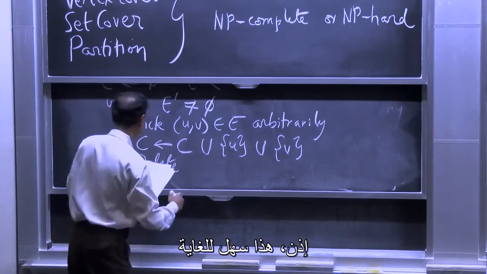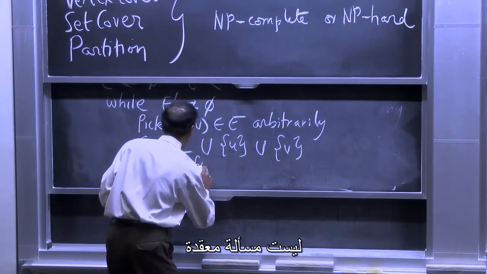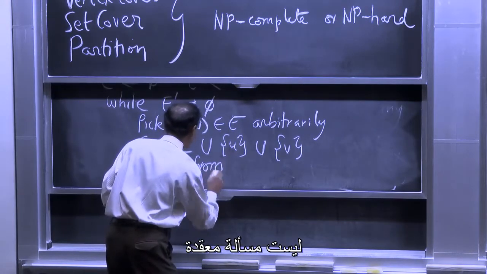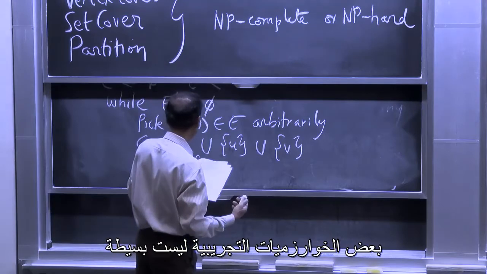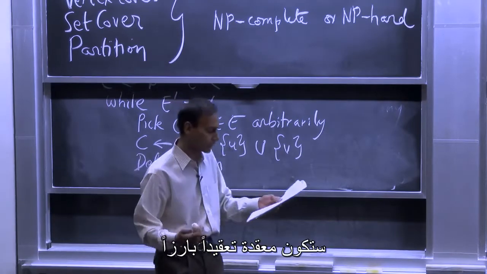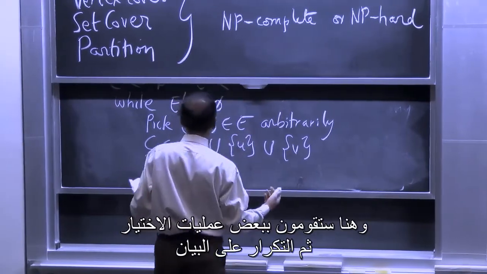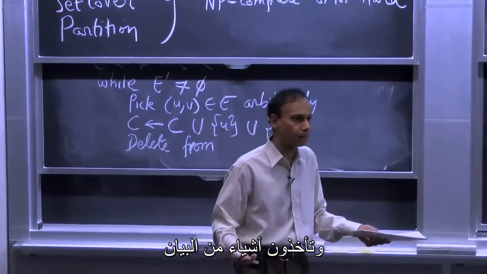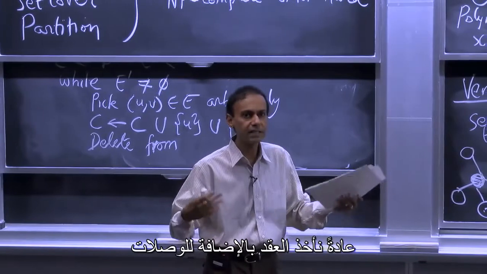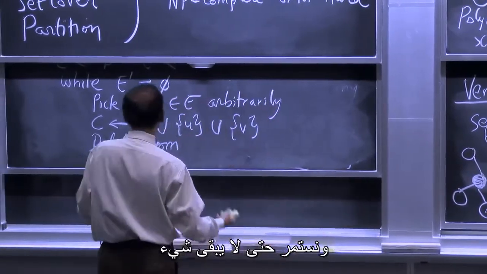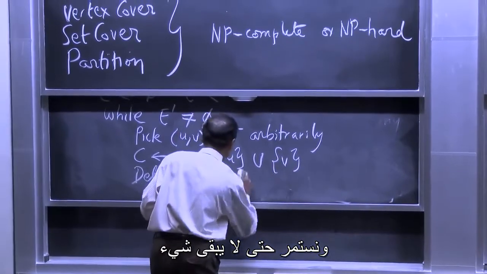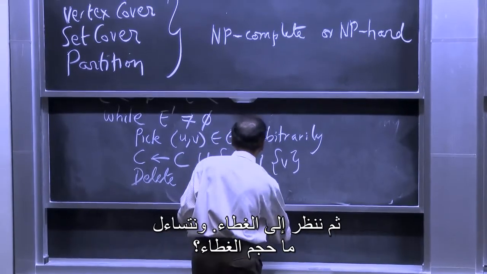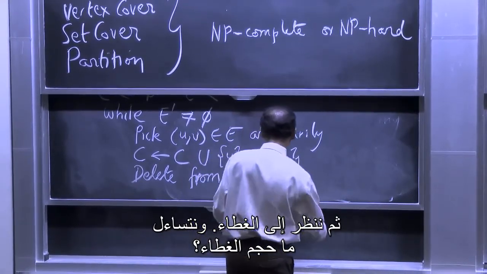So this is very simple. It's not a complicated problem. There's no simple heuristics that are going to be particularly complicated. You just do some selections, and then you iterate over the graph, and you take away stuff from the graph. Typically, you take away vertices as well as edges, and you keep going until you've got nothing left, right? And then you look at your cover, and you say, what is the size of my cover?